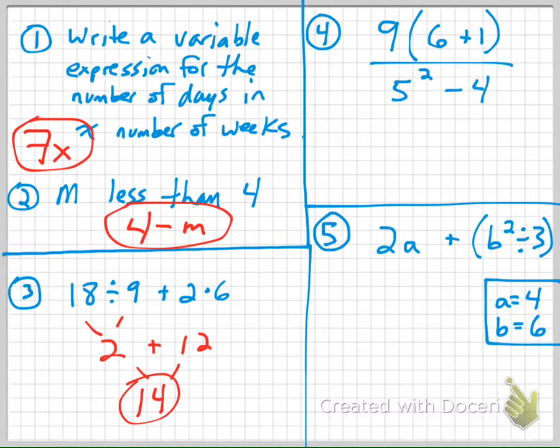Number 4. Do you see any parentheses there? How many? 3. There are 3 sets of parentheses there, right? That one, and that one. Anyway, do the whole top. Inside of those parentheses, you see another set of parentheses, so we're just going to go like this. We're going to go 9 times 7 on top. 9 times 7 on top. The bottom is 25. Well, you do 5 squared first, right? 25 minus 4 is 21. Right? So it's 63 divided by 21, which is 3.